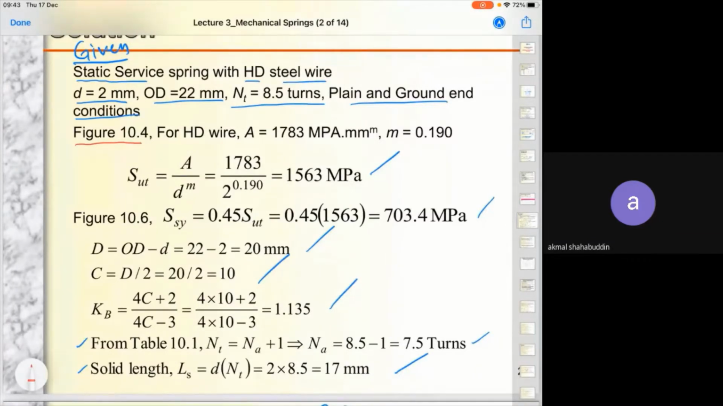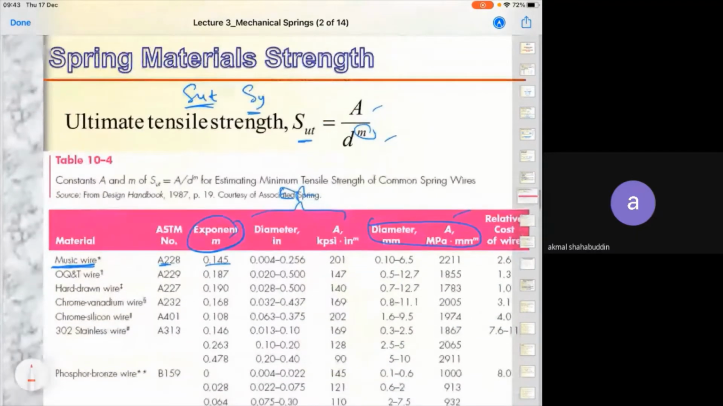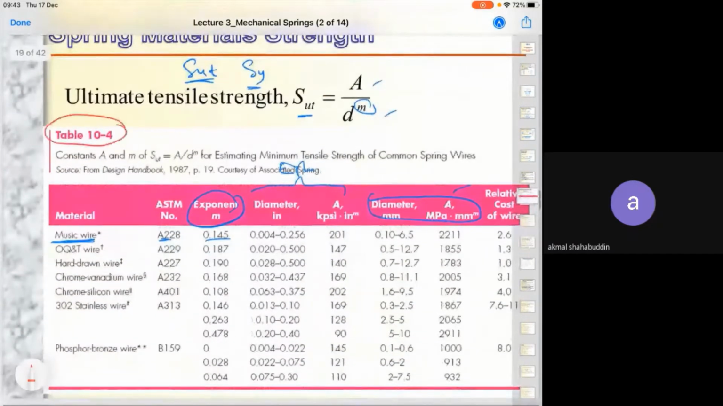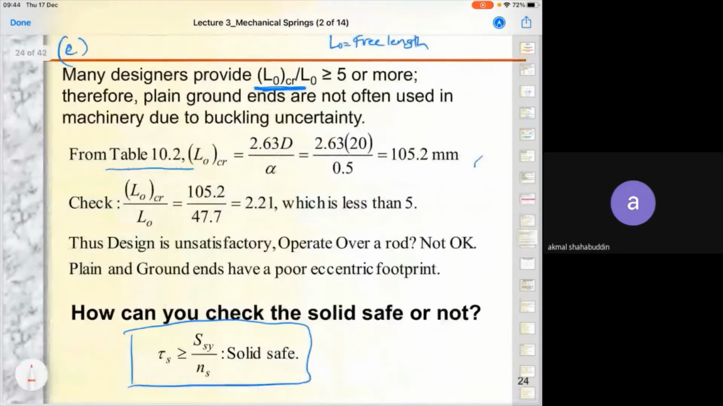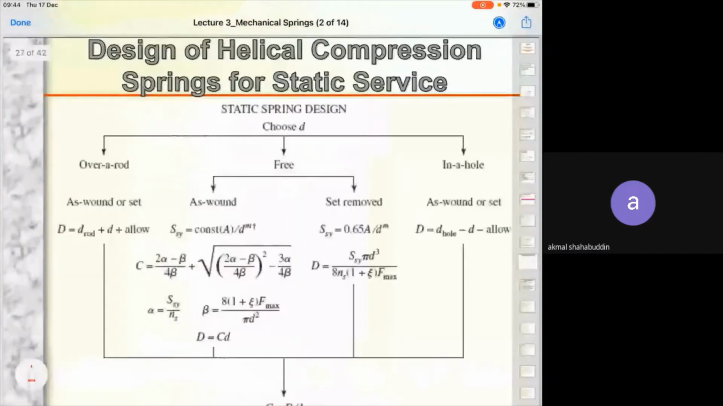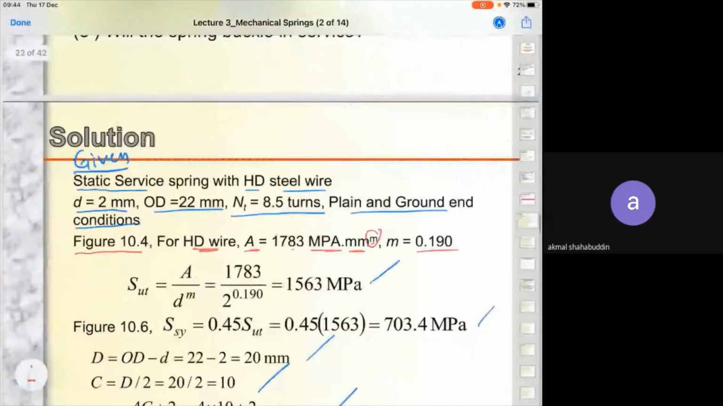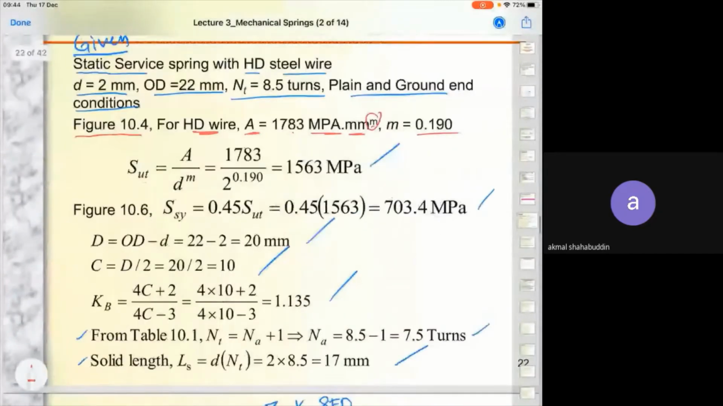So from figure 10.4, for hard drawn wire, A is 1783 megapascal mm to the power m, and m is the exponent, 0.19. This is Table 10.4. So we have these values.